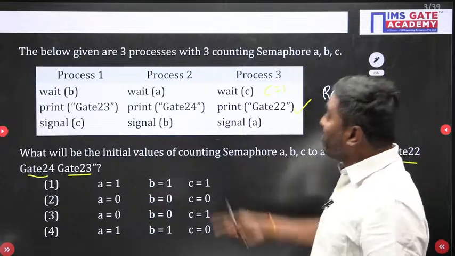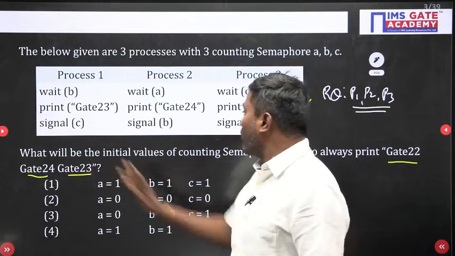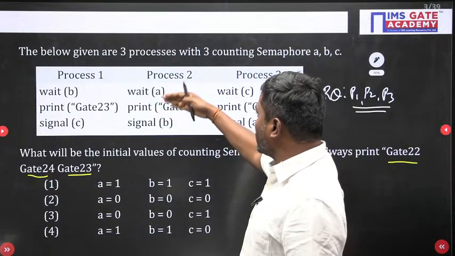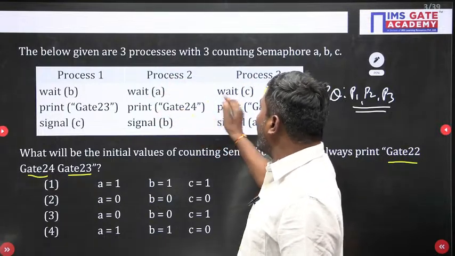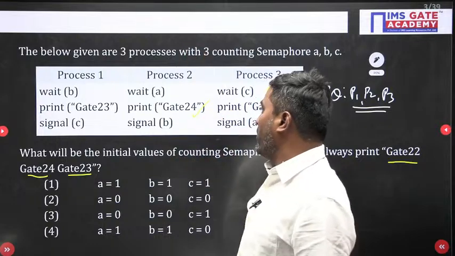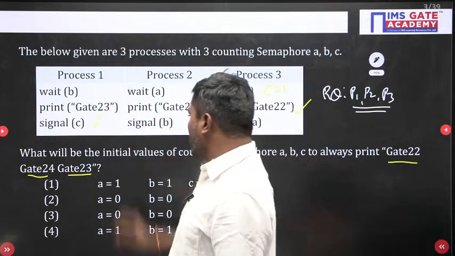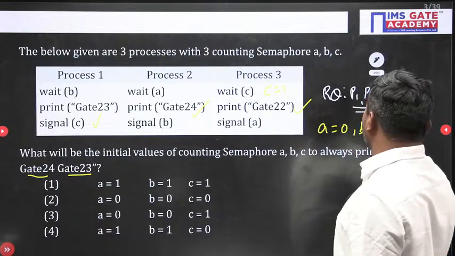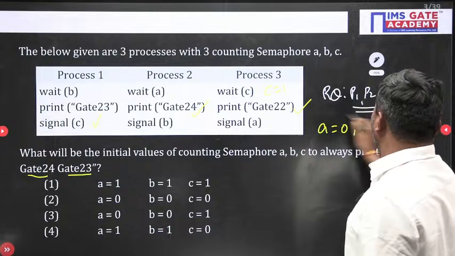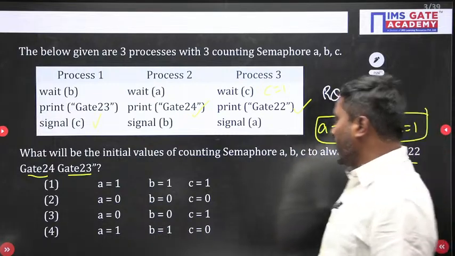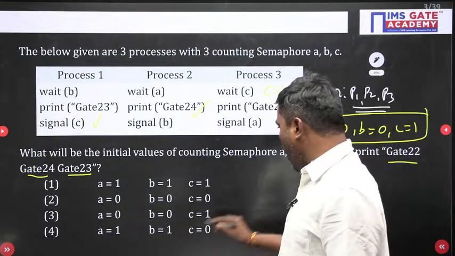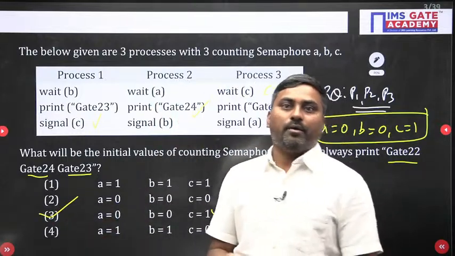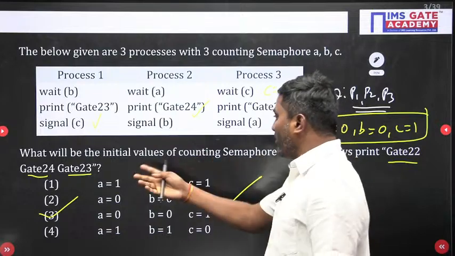So A becomes 1 and B should be 0, because I need GATE 24 only. Now down on A equal to 1 is successful, so it can print GATE 24. Then I make B equal to 1, so that the next can run. So definitely A should be 0, B should be 0 and C should be 1. This combination, A equal to 0, B equal to 0, C equal to 1, is option 3, which I should select so that this order of printing can happen.